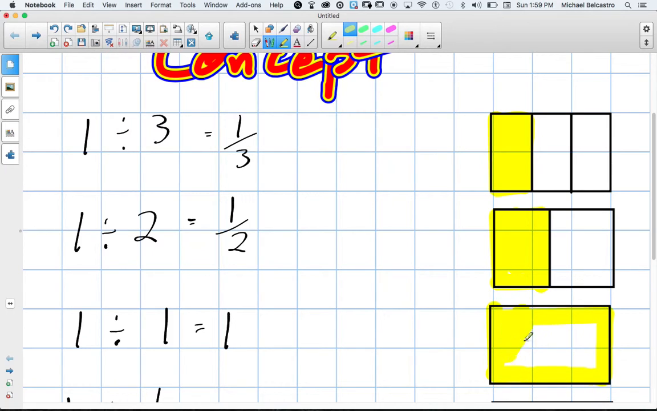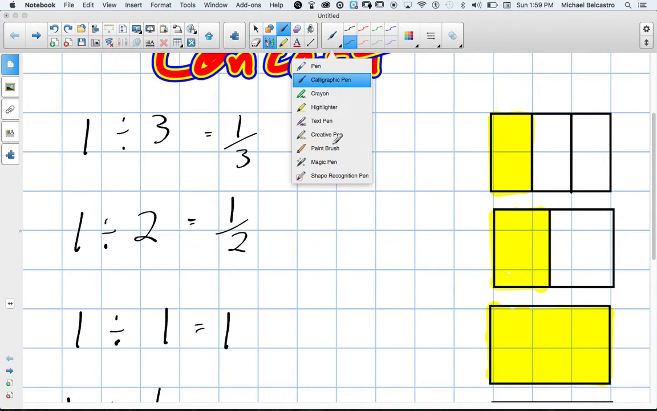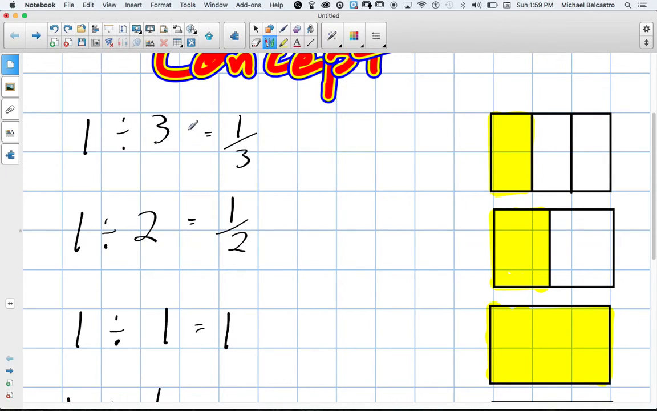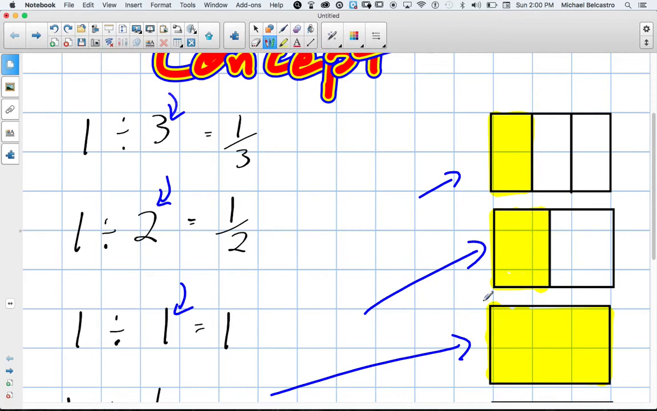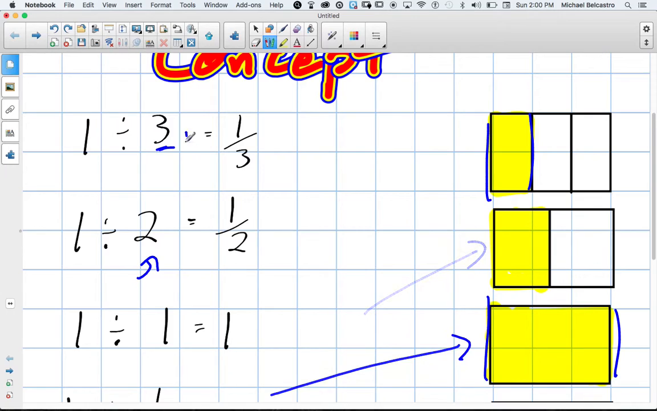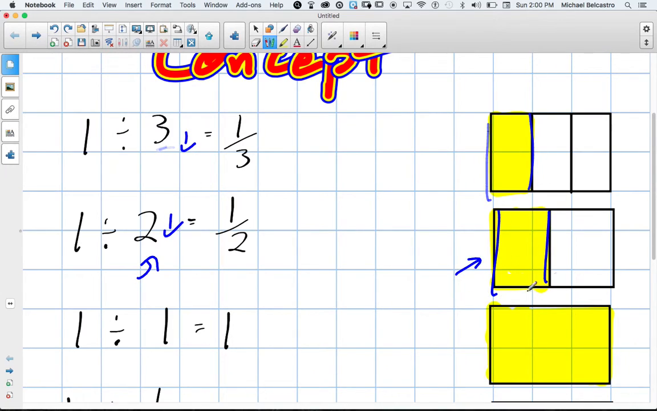As you notice a pattern before we get into our fractions, as this number decreases, our answers are getting much larger. We divided by 3, that was our smallest answer. We divided by 2, so as that number decreased, our amount got larger. We divided by 1, that number decreased, and our amount got larger still.